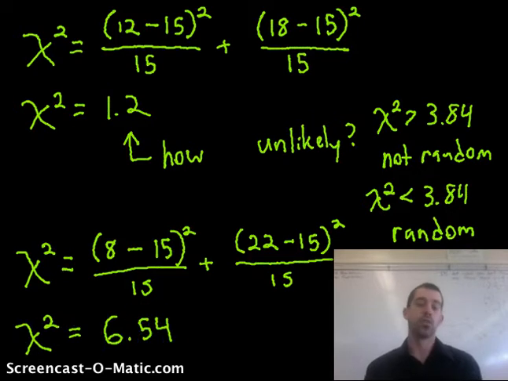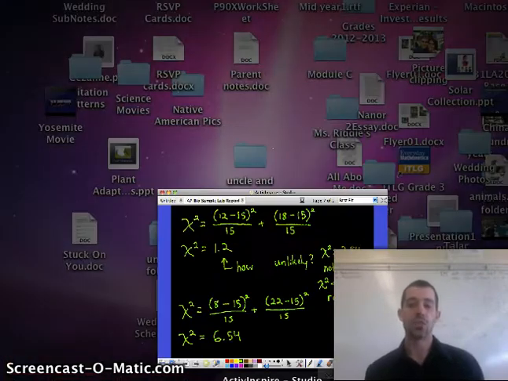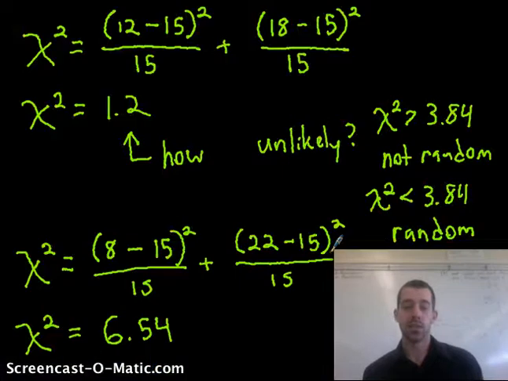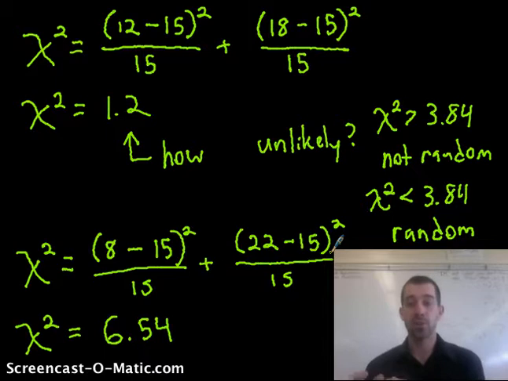6.54. So for the experimental group, it is greater than 3.84, which was our threshold value. And so we assume that that wasn't random, that in fact the bugs did actually prefer side B to side A. So you can see why this is an important tool, especially in biology.